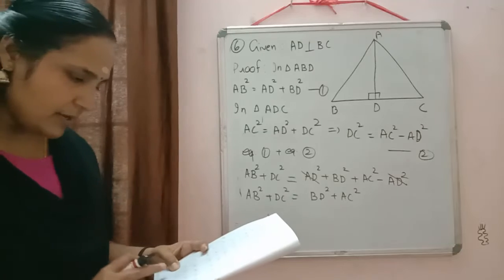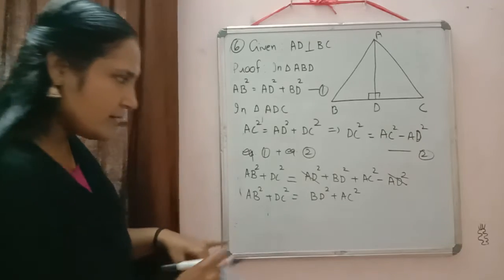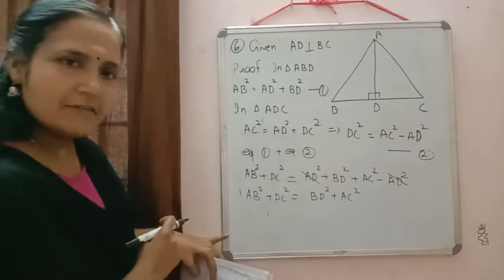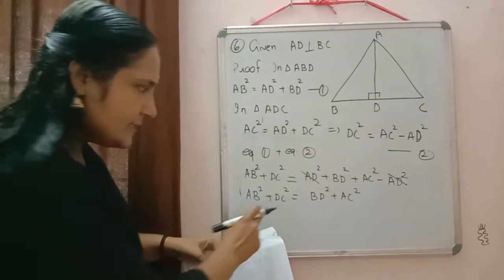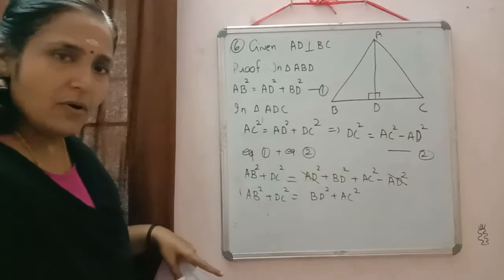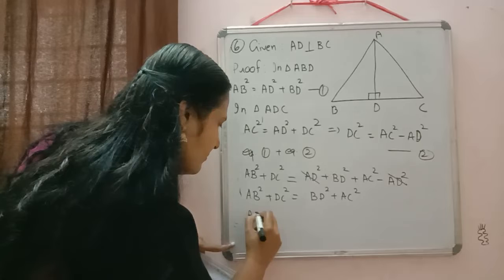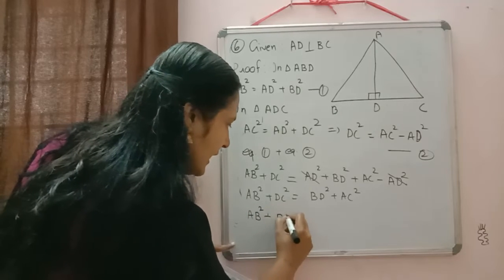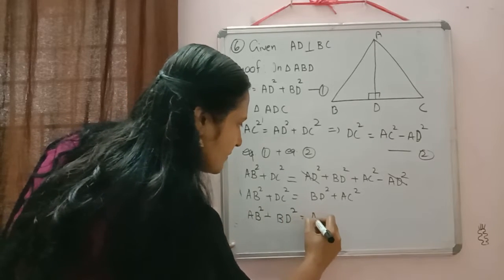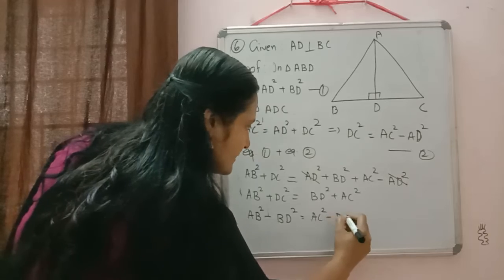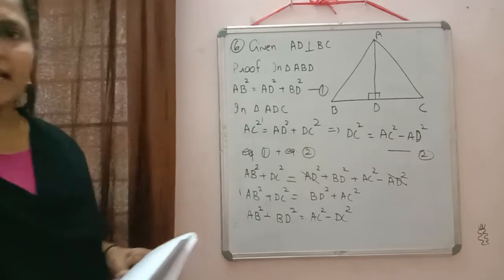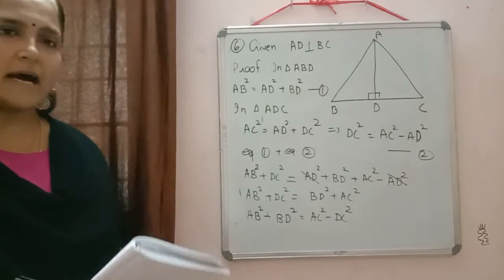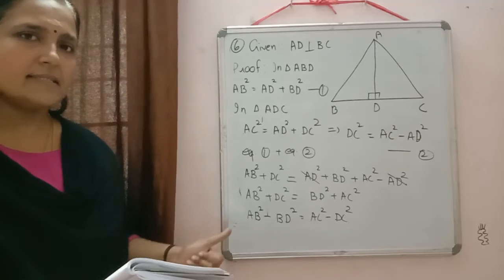In the second one we need minus BD square. So this BD square we can shift to the left hand side, and this CD square we can shift to the right hand side. Then it will come, the proof of the second one: AB square minus BD square is equal to AC square minus CD square. So both the proofs are over. So I think it is clear.